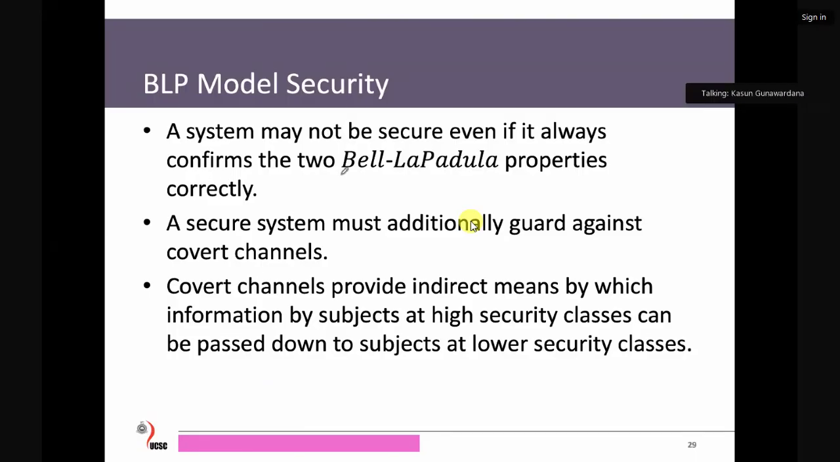A system may not be secure even if it always confirms the two Bell-LaPadula properties correctly. A secure system must additionally guard against covert channels. So implementing BLP properties alone will not ensure security that requires complete insight. A secure system must additionally guard against covert channels as well.